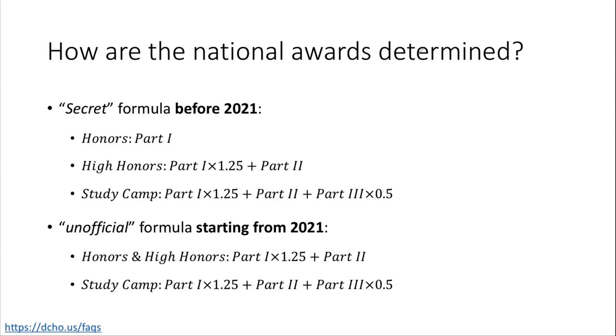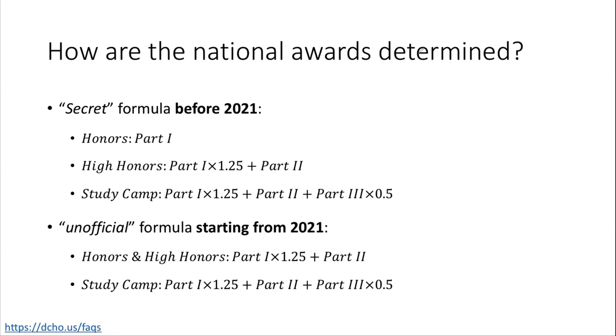In Part 1, the original score is 60. After you multiply by 1.25, it is 75 points. Part 2, the original score is 100 points. Part 3, the original score is 50 points, so after multiplying by 0.5, it gives you 25. In total, it's 200 points. But obviously, not everyone's Parts 1, 2, and 3 are counted when they determine the honor, high honor, and the study camp. This is also why every year the number of students who get an honor varies a little bit.